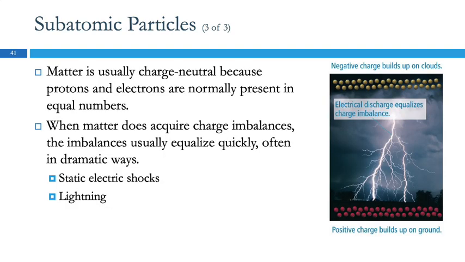So matter's generally charge neutral because the protons and electrons are present in equal numbers. But you can get imbalances, and one of those happens during an electrical storm. So you get a buildup of positive charges and negative charges that are separated by space. And that's not a stable situation, and so that will resolve kind of violently by a lightning bolt. Static electric shocks also happen this way.